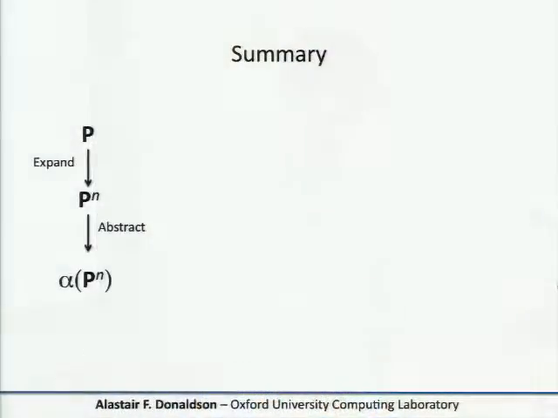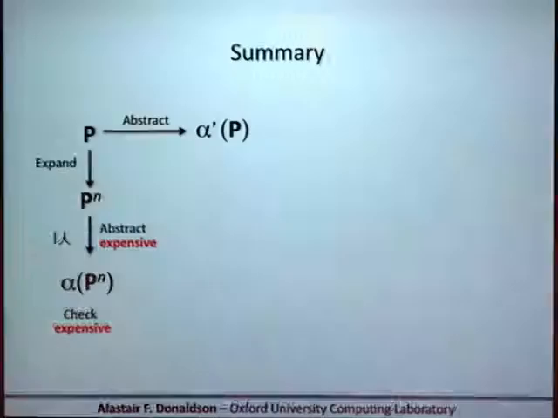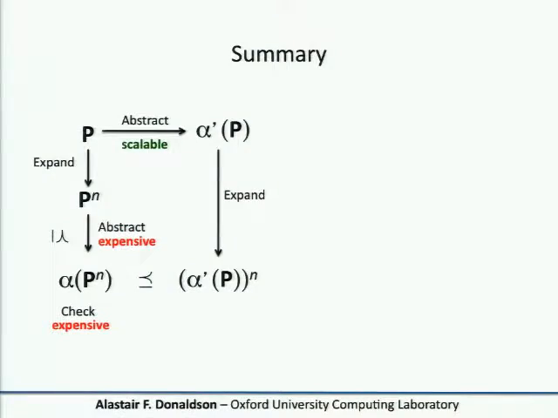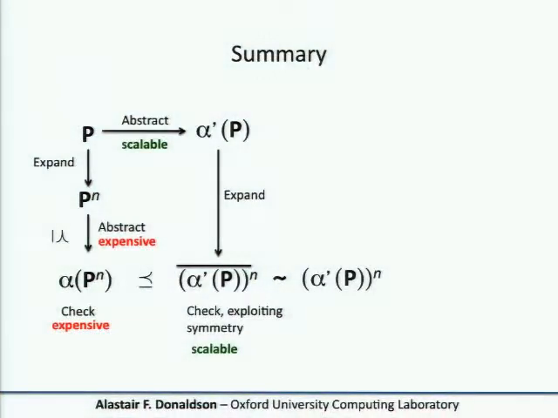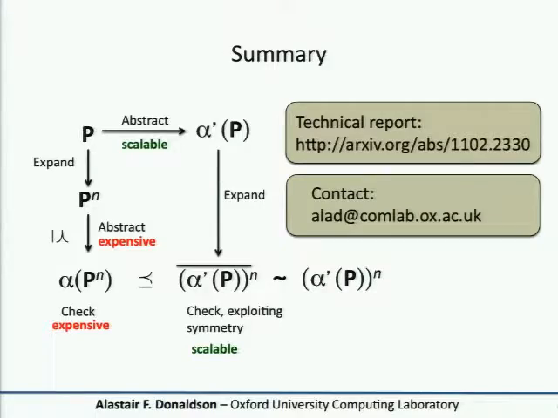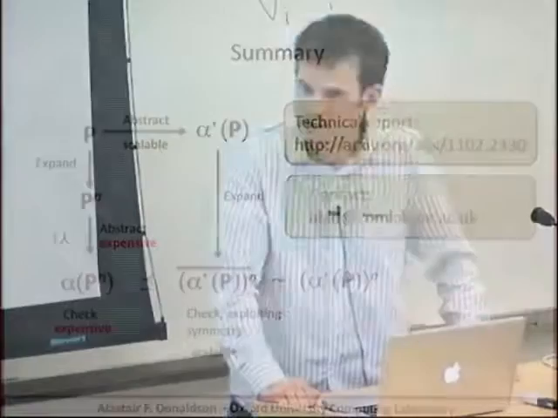Okay, so in summary, instead of expanding P and abstracting the resulting program, which would be very expensive both to abstract and check, we're abstracting at the template level, which is scalable, expanding this, but checking it by exploiting symmetry. Because symmetry reduction gives you a bisimulation, this is a sound thing to do. We've published this as a technical report, as well as having submitted a paper to CAV on it. I'd love to talk to you all about it now, or you can email me if you're interested in getting hold of the tool and trying it.